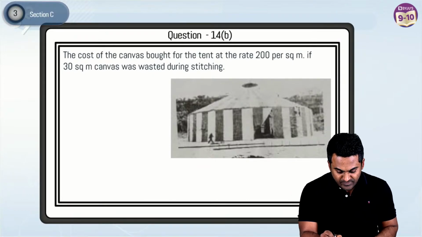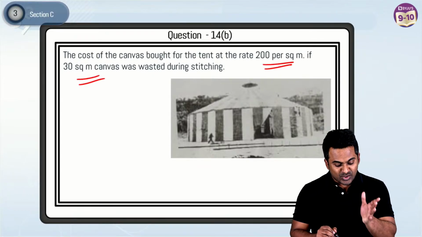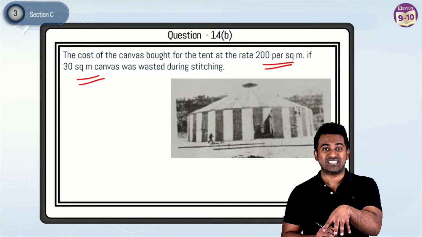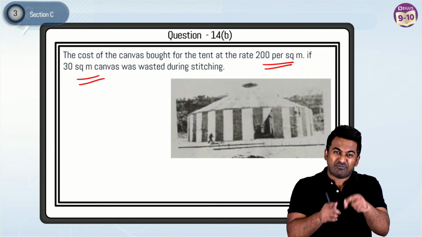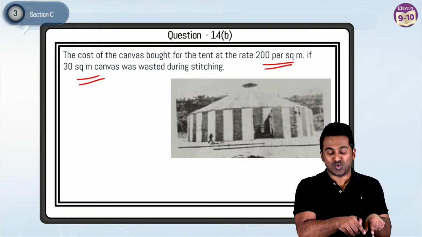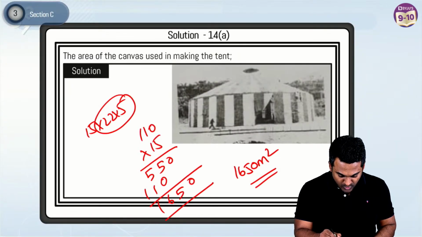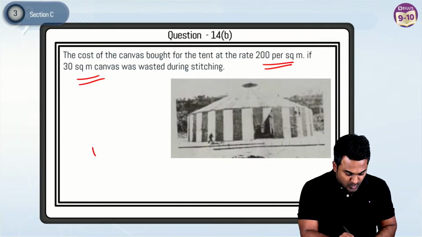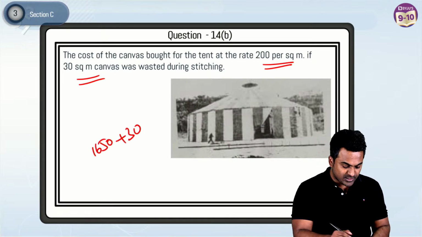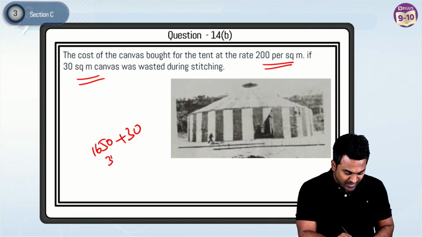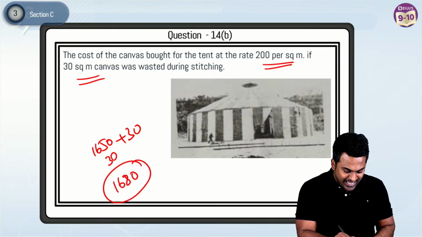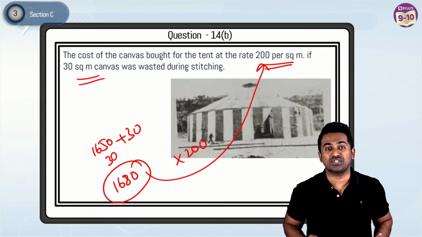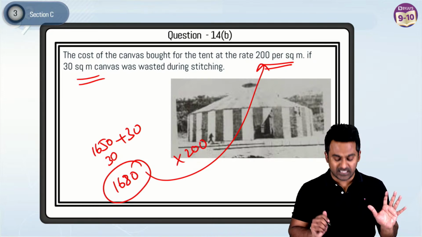Now the cost of the canvas is this. And 30 square meters was wasted during stitching, right? So you have to add that back. This is again the crucial bit here. Whatever you got, 1650, right? So to that 1650, you add back the 30 square meters which was wasted. And then this is going to be what? If you add 30, this will be 1680. And this will have to be multiplied with 200. And you will get the cost of making this complete tent.